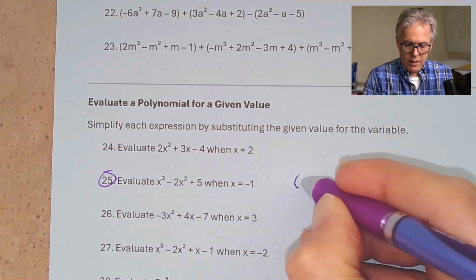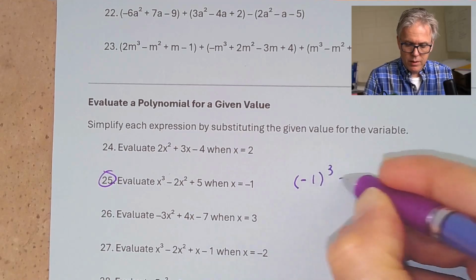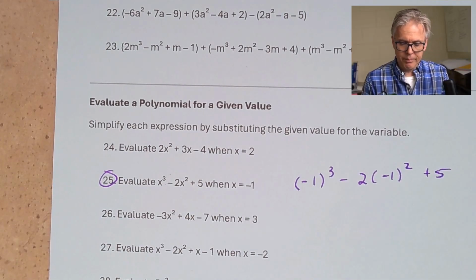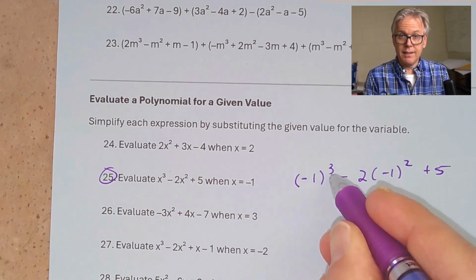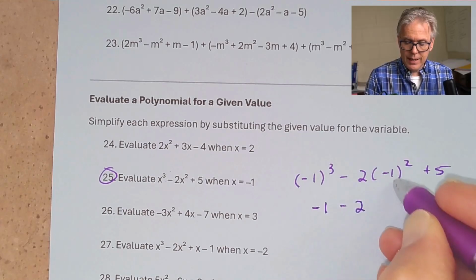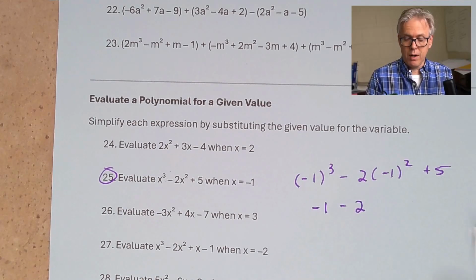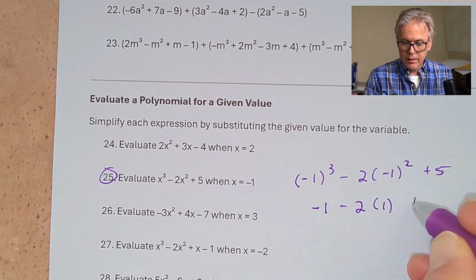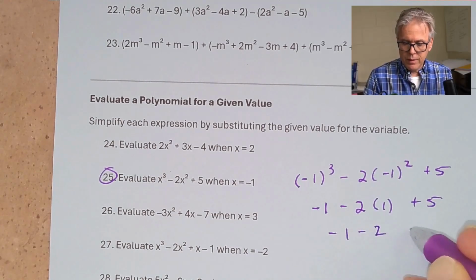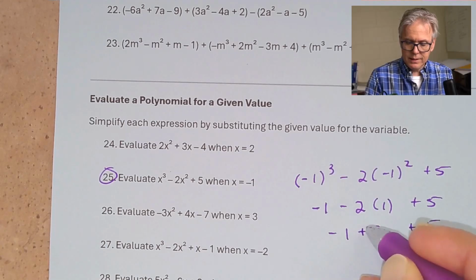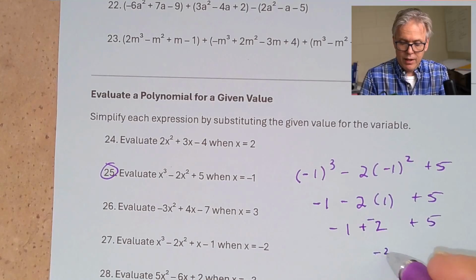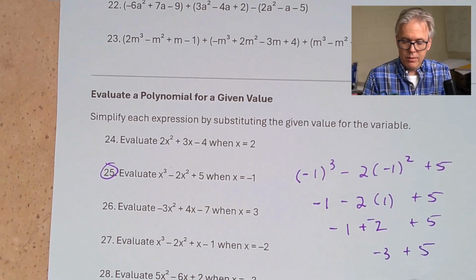So I'm going to pop a negative 1 in wherever I see an x. So negative 1 cubed minus 2 times negative 1 squared plus 5. So negative 1 cubed, I know since it's an odd exponent, this is going to be negative. Minus 2 times negative 1 squared. It's squared, so I know it's going to be positive. Plus 5. Negative 1 minus 2 times 1 is just 2, so 2 plus 5. I like doing plus a negative. So now I've got negative 1 plus negative 2 is negative 3. Helps, you can write it out. And 5 minus 3 is 2.